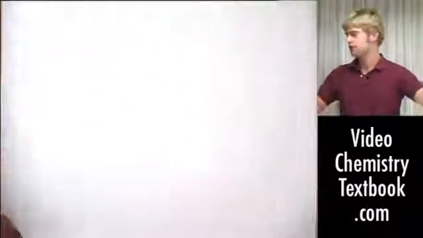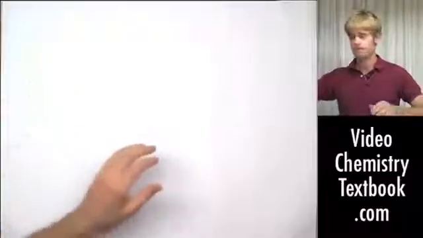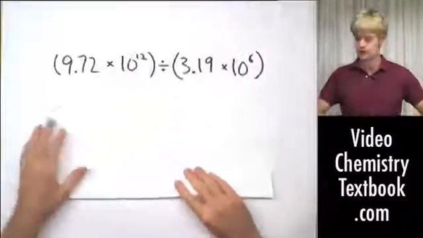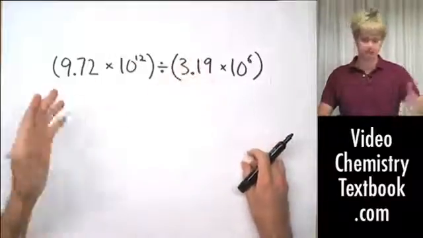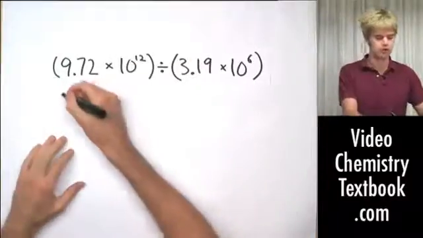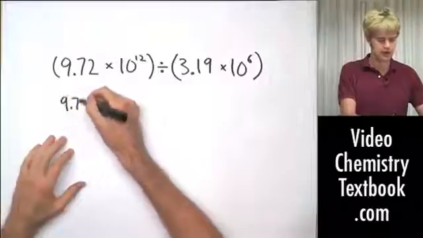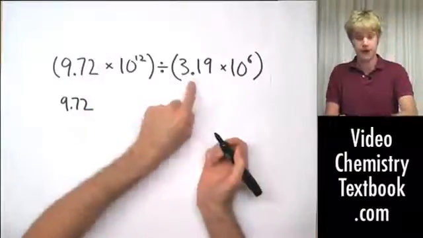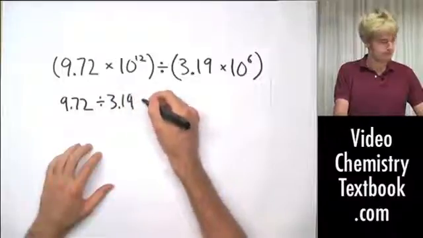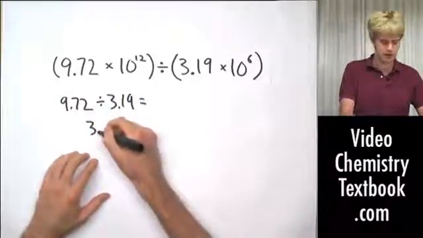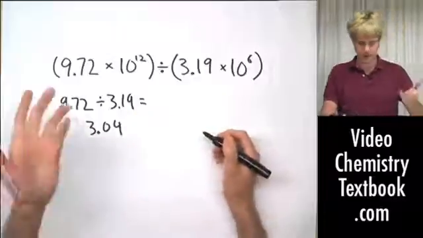We use this exact same process when we're doing division, except for one difference, and that's that we subtract the exponents. Here's a division problem. Again, we break it into two smaller problems. The first thing is 9.72 divided by 3.19. And that gives me 3.04. Okay, that's the first part.